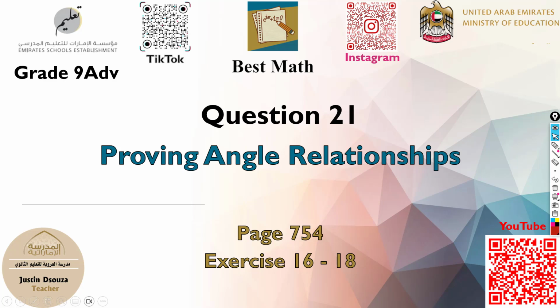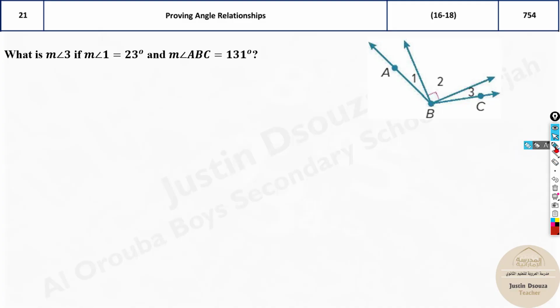The last question in the writing part, the 21st question, is proving angle relationships. Here we have been given a figure, and we need to find the measure of angle 3, that is this angle. They have given us the measure of angle 1 is 23 degrees, and we know the measure of angle 2 is 90 degrees, and the measure of ABC, the entire thing, is 131 degrees.